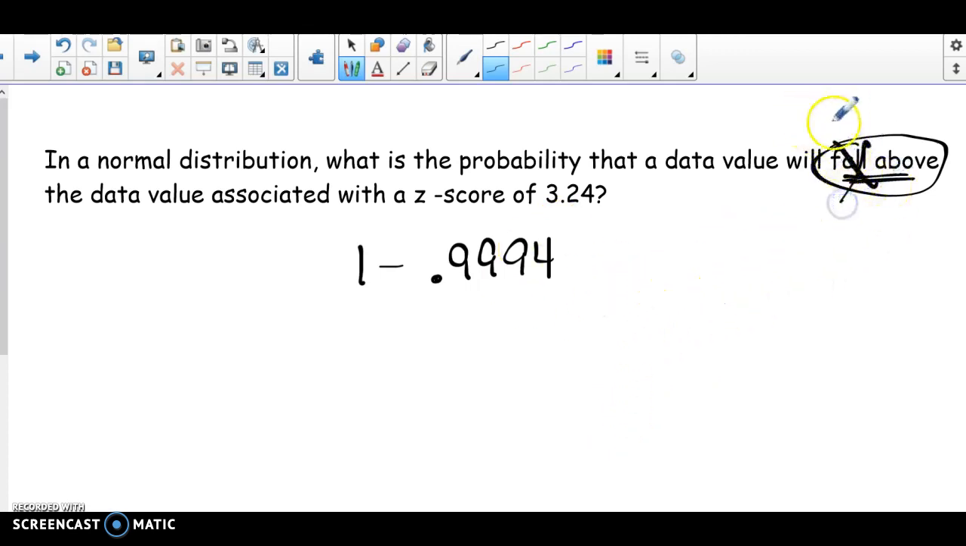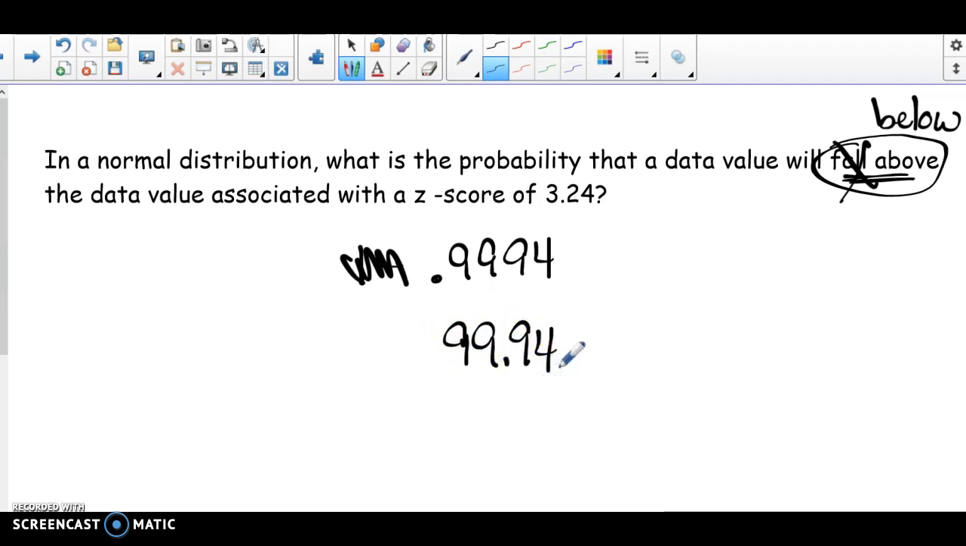Let's change it, and let's say if it falls below, then we can get rid of that one. Then the probability is going to be 99.94%. Okay? So you have to look at the information that you're given.